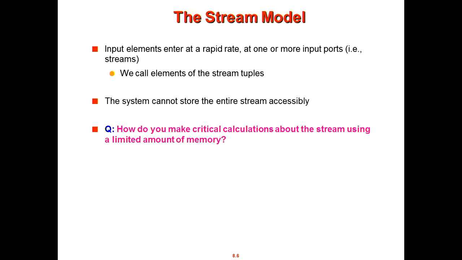The system normally is not able to store the entire stream for random access. So the question is, how can we make critical calculations about the stream using a limited amount of memory or disk? We only have limited computing resources on each computer, right? But the data stream is infinite. So how can we utilize limited computing resources to do the data stream applications? That's the main question.